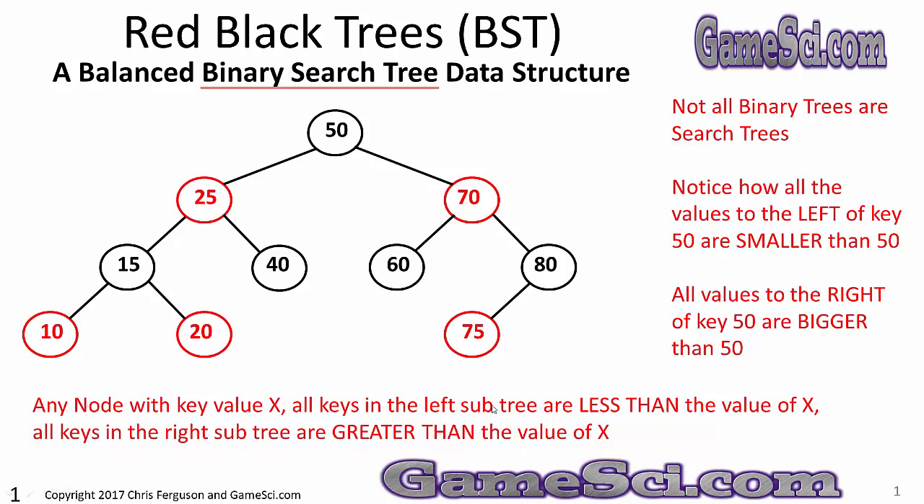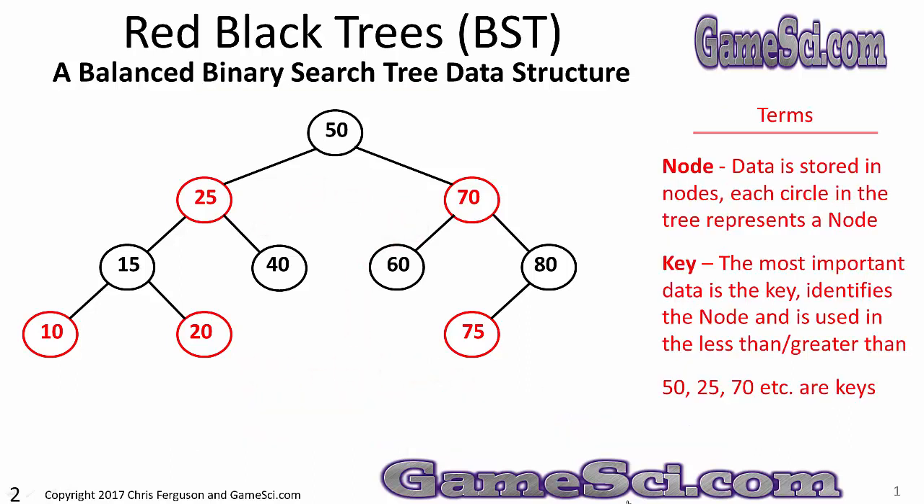A red-black tree is a balanced binary search tree. It is a tree that is not only less than and greater than, but it guarantees balance throughout the life of the tree. To review some terms for binary trees, a node is where the data is stored. Each circle in this tree represents a node. So 70 is a node, 60 is a node, 80 is a node.